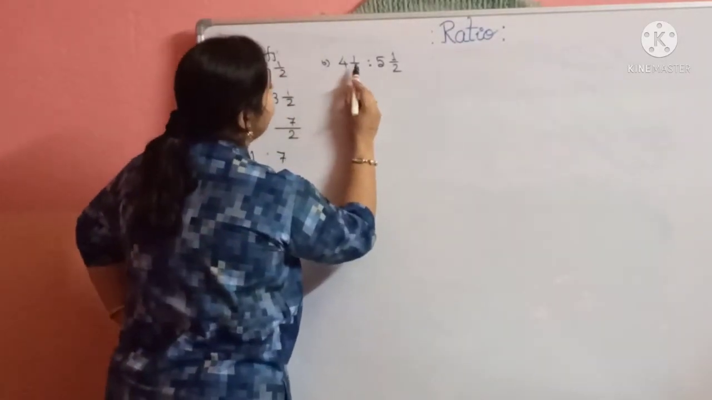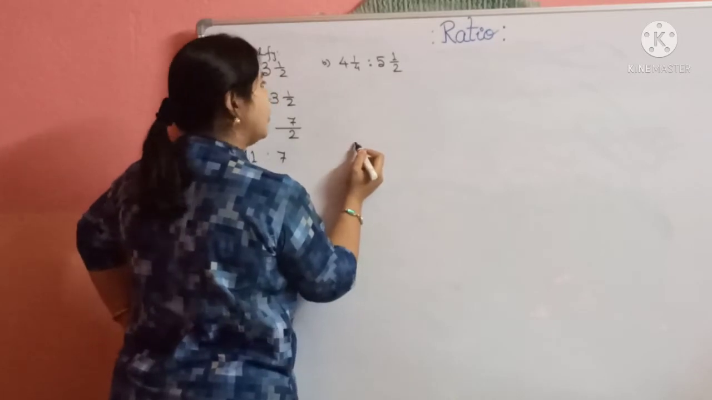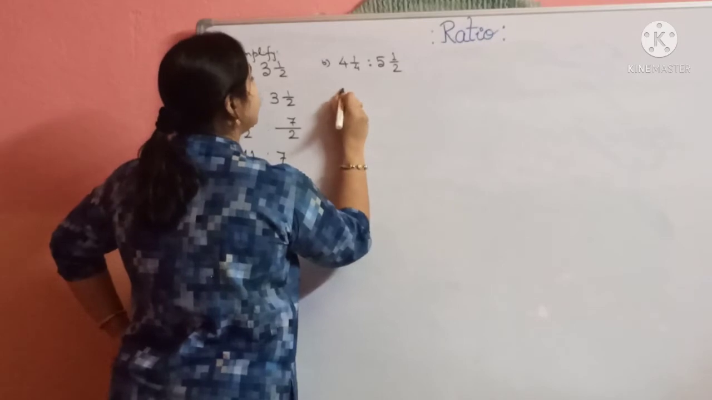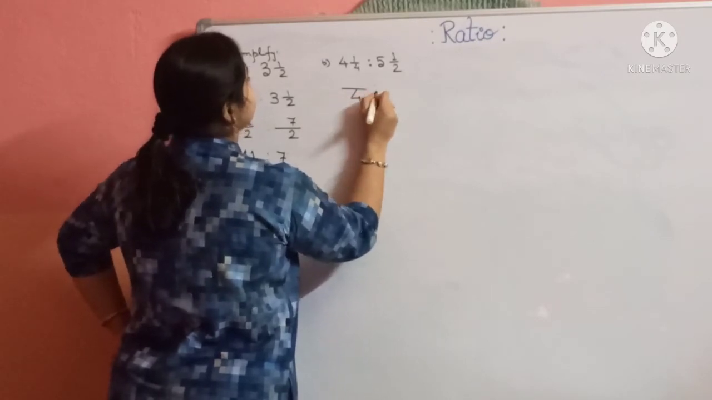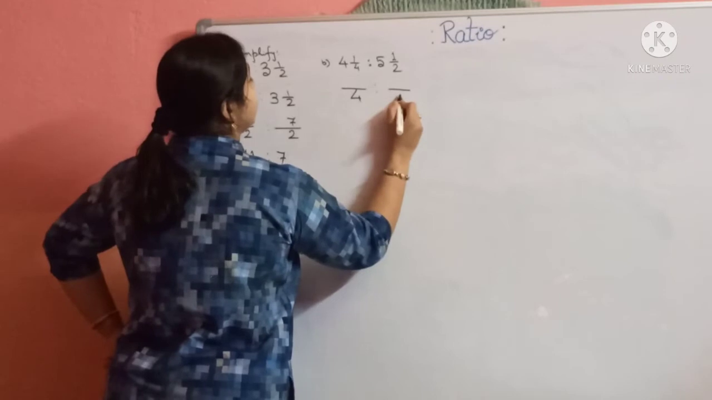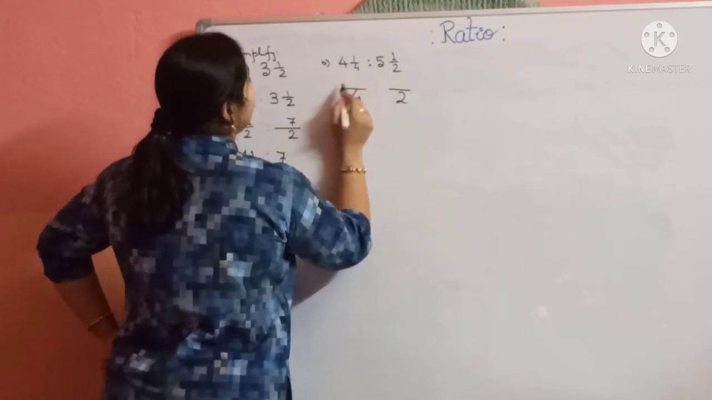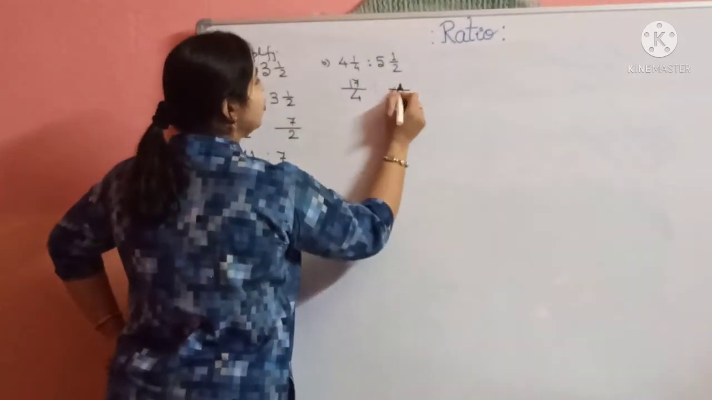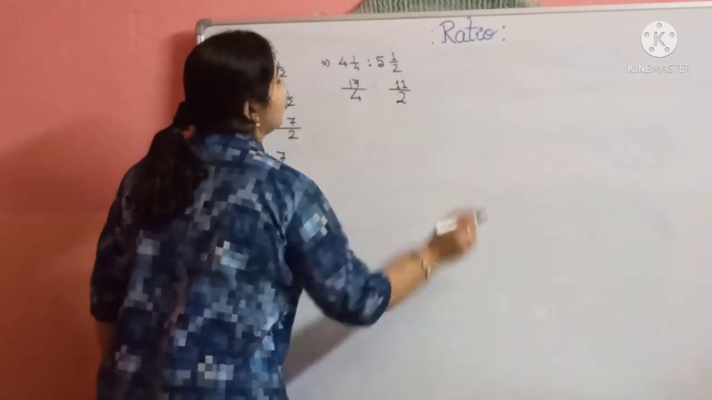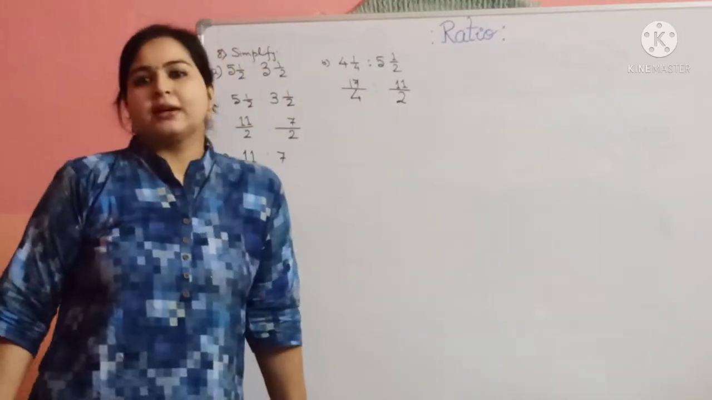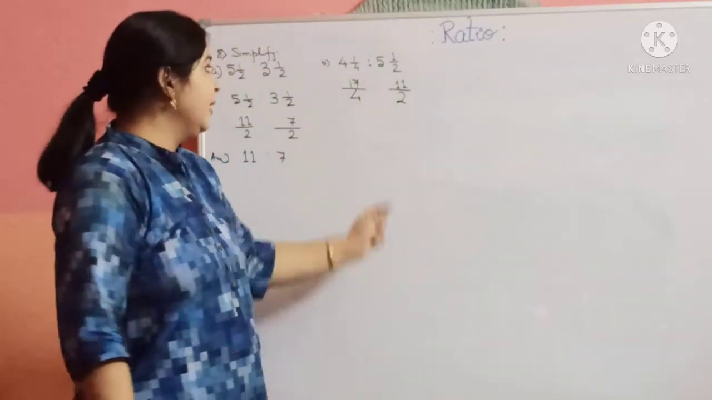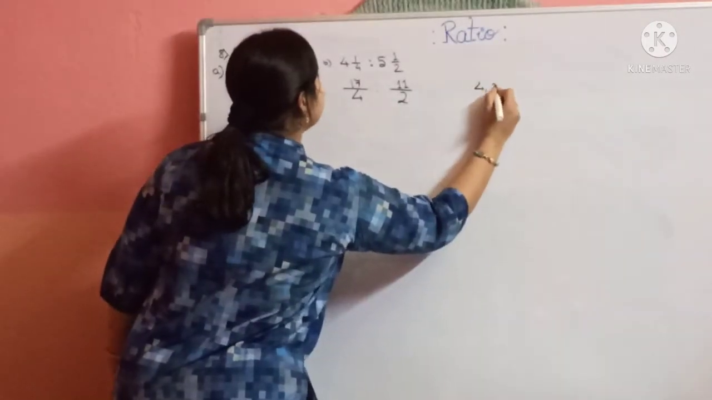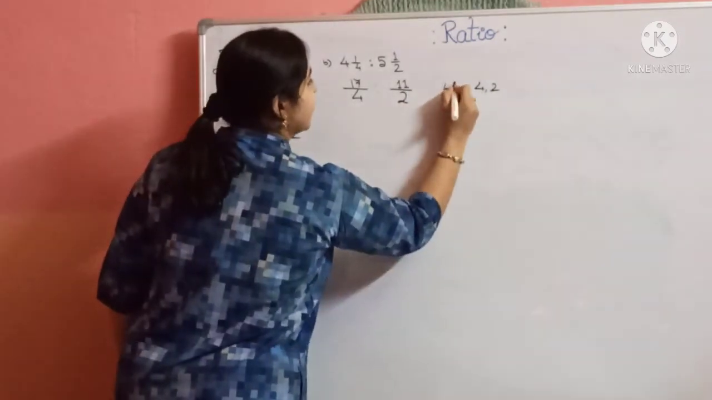Now the second one. 4 whole 1 by 4 is to 5 whole 1 by 2. Here I am not writing the first line anymore; I am directly doing it and showing you. Make it an even ratio, even fraction rather, so 17 by 4 is to 11 by 2. Here, what is the trick? Both are different. So what should we do? We have to do a simple LCM.